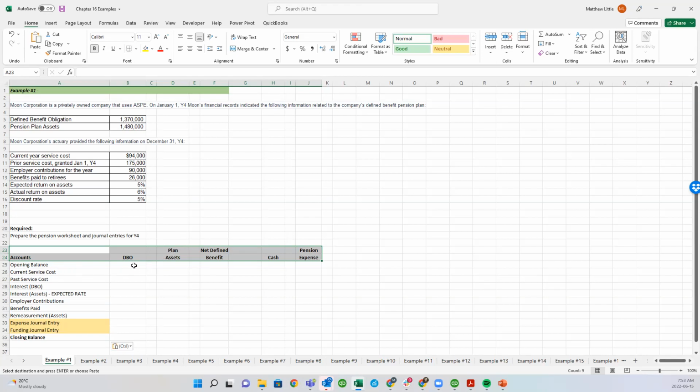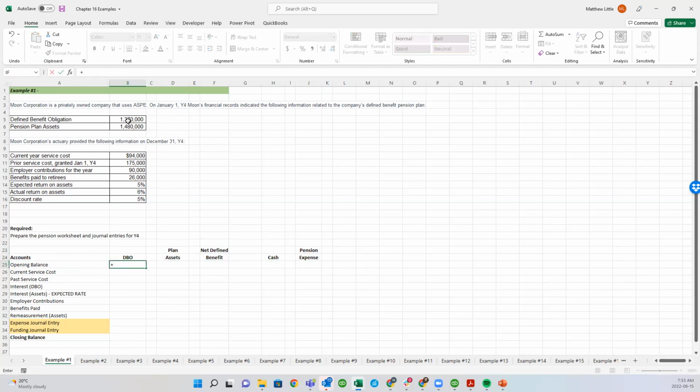So first of all, let's start with our opening balances. We've got our defined benefit obligation at $1,370,000, and that is a credit, because it's a liability, it's what we owe. The plan assets opening, 1.48, and that is a debit. So then our net defined benefit would be the difference between the two. In this case, our debit is greater than our credit, so our assets are greater than our obligation. So there'll be a debit balance on our books, which means it's an asset on our organization's balance sheet. So this is on our balance sheet.